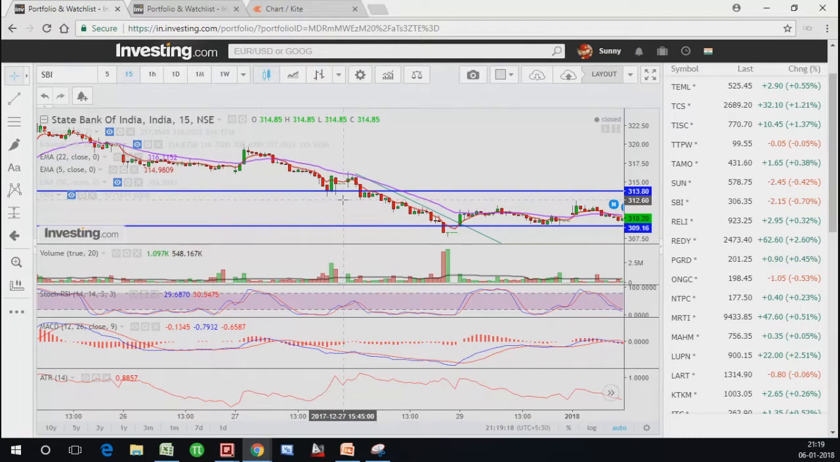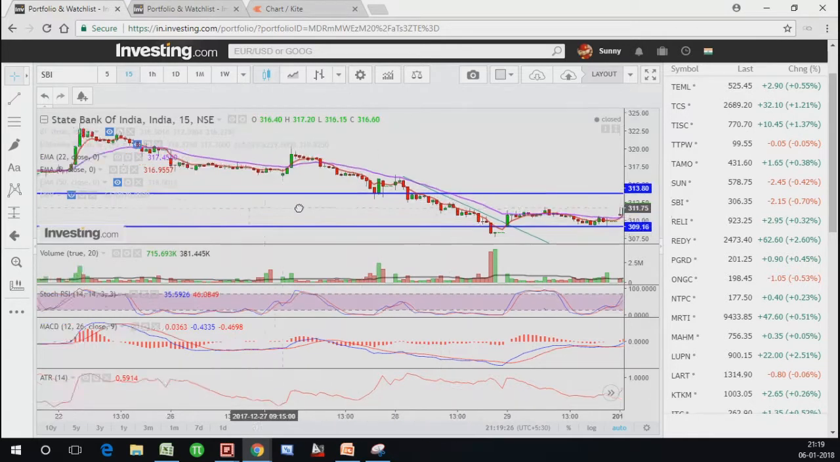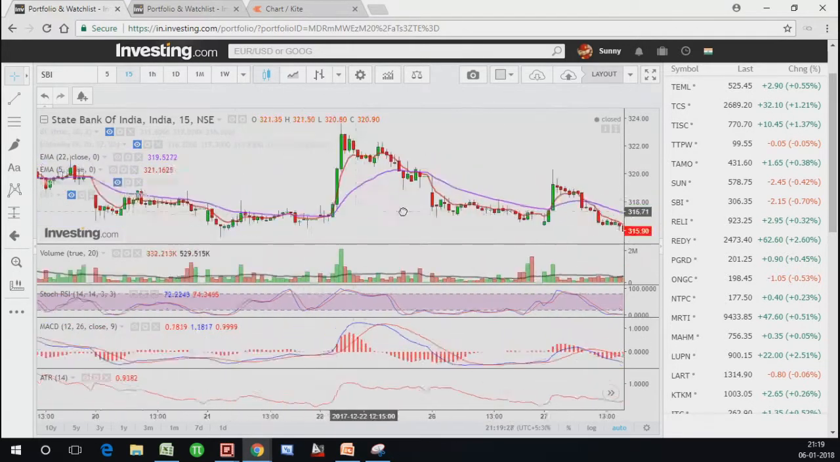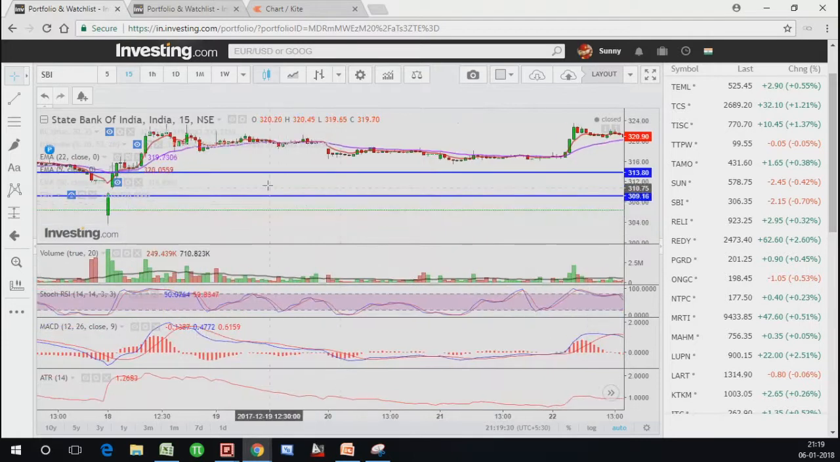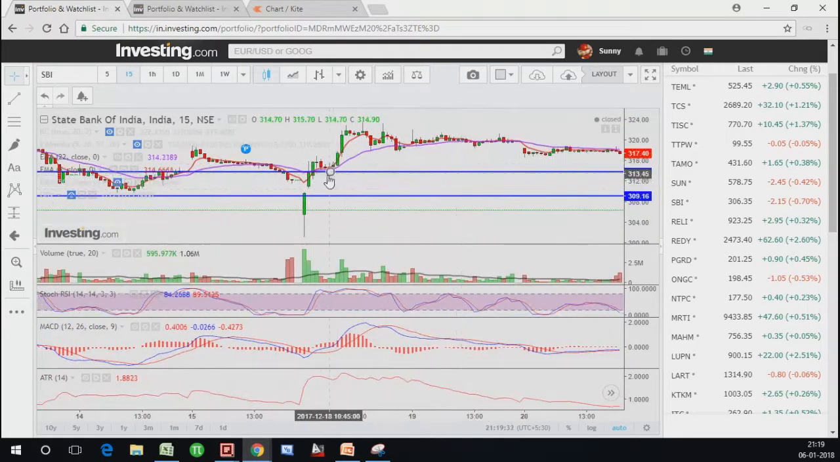I need a confirmation. What confirmation will I have? At this level, all this does not exist. Future does not exist. So I'll have to go back and see whether this same level saw some reaction earlier. So yes, there was some support reaction.